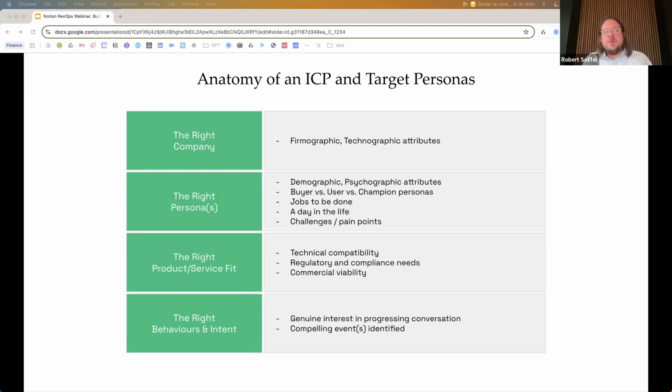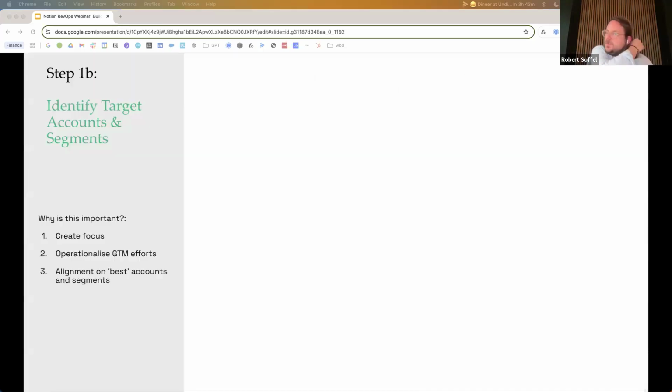And so what I recommend when you're going through this exercise is structuring it by these buckets, and then put everything out onto the table, all the attributes that you think are relevant to your ICP and your target personas, and then you can debate, discuss, and prioritize from there.